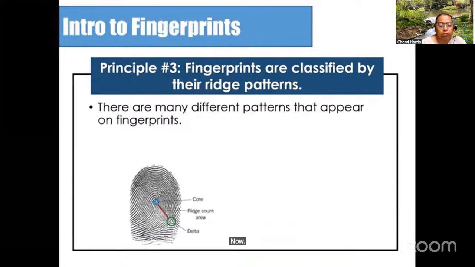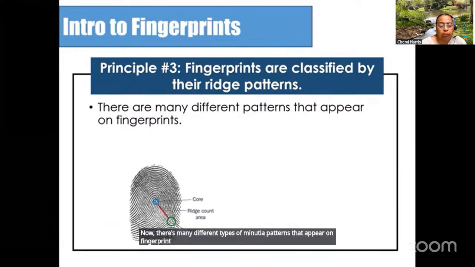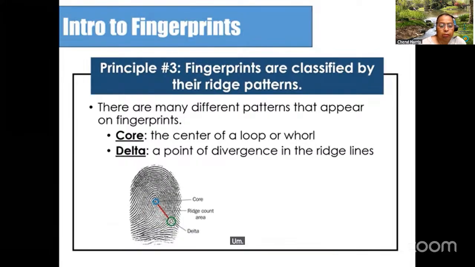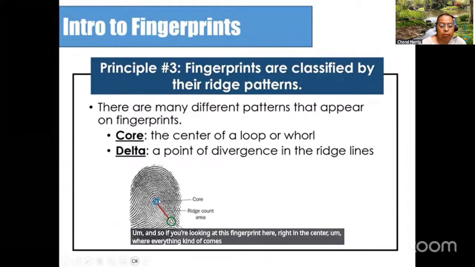Now there are many different types of minutia patterns that appear on fingerprints, and again, we will look at minutia patterns in a future lesson. Today though, I want to focus on 2. So we have the core, which is the center part of a loop or a whorl. If you're looking at this fingerprint here, right in the center, where everything kind of comes together, we call this the core. And then you can have a delta.